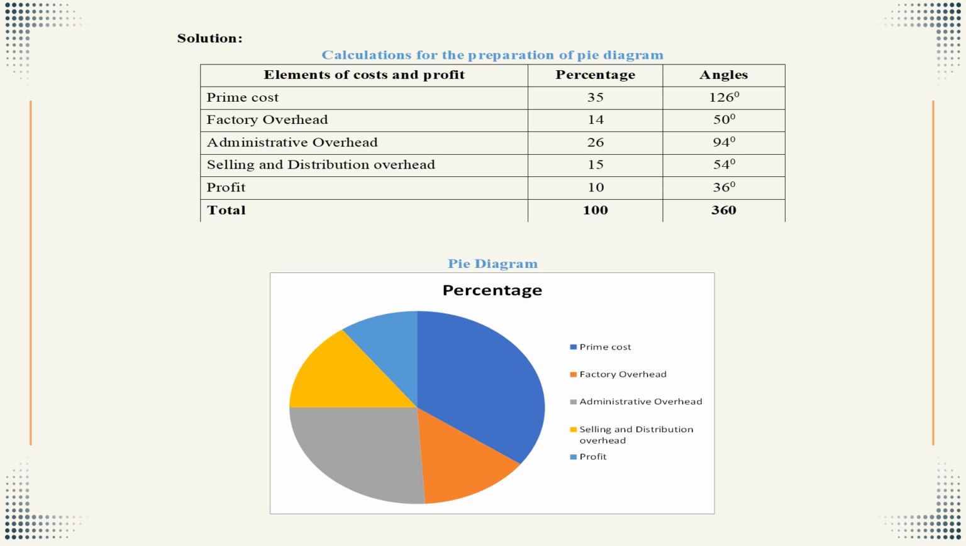Each one will be with a different color. Prime cost is one with one color, and from that we can find out which one is greater. It is easy to get an idea than it is in the table.